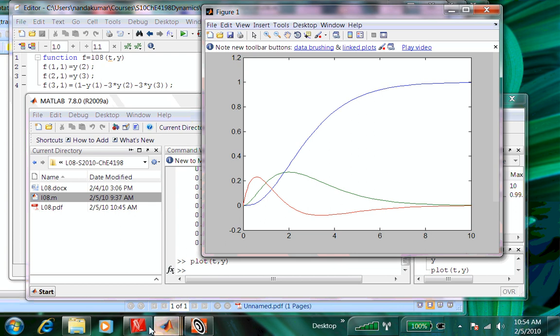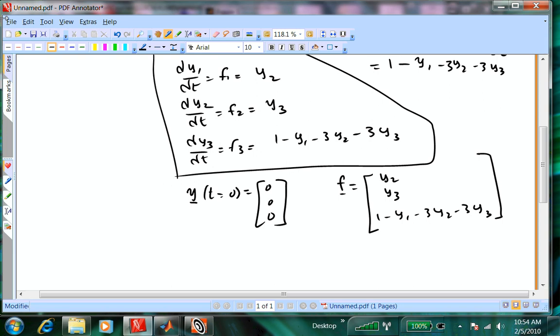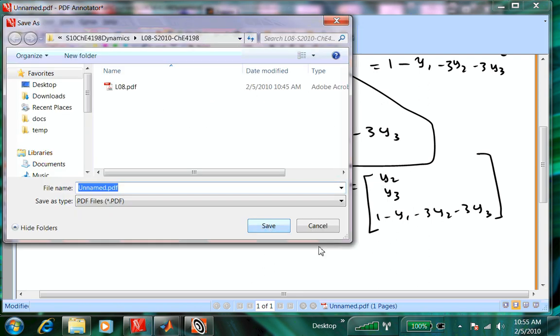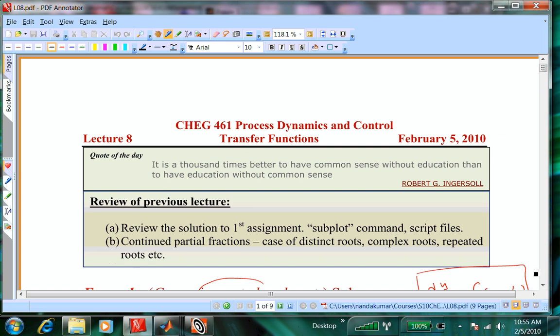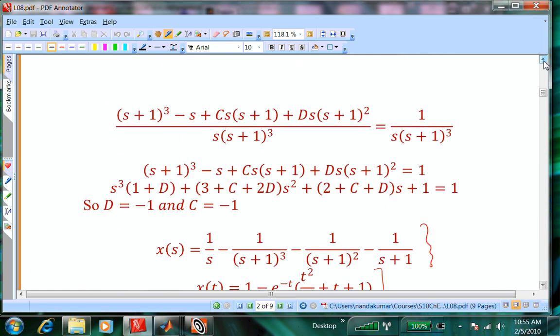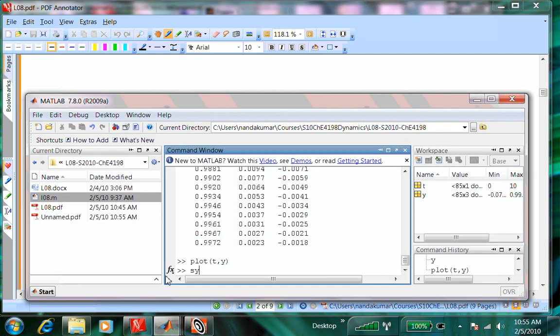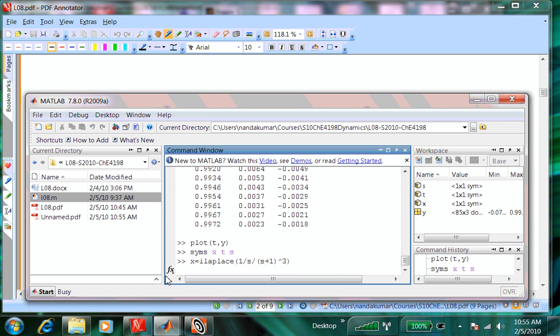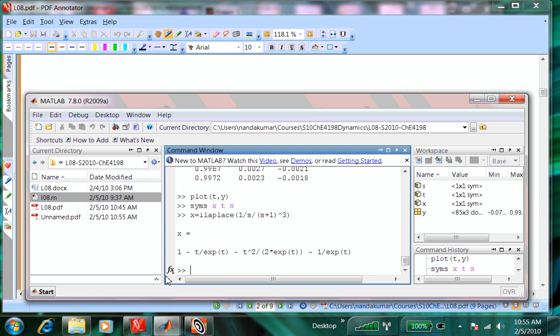Now, let me go back to the analytical solution. The analytical solution that we saw for the same problem is given by the inverse Laplace transform of 1 over s multiplied by 1 over (s plus 1) cubed. So I can create that by creating syms x t s, and then x is equal to ilaplace of 1 divided by s times (s plus 1) cubed. Okay, so this is the analytical expression.